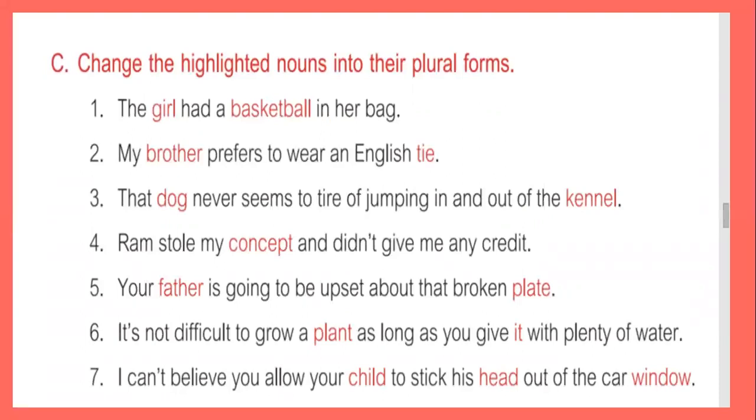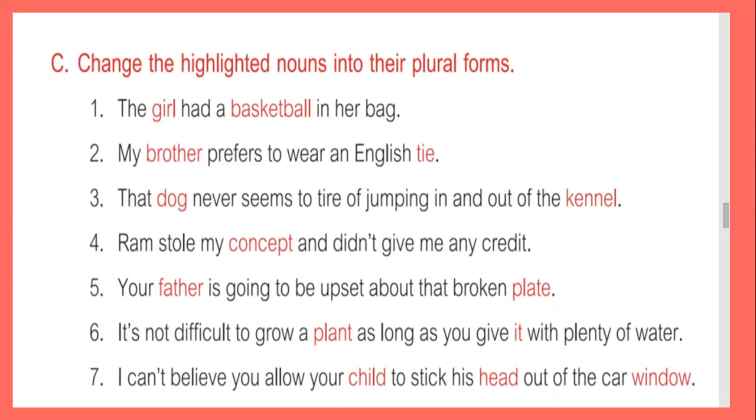Now, third part, that is page number 22, question C. You have to change the highlighted nouns to its plural form and rewrite the sentence. Okay, so over here, I only want you to write the sentence in your workbook itself. Write it next, or you can write it at the end after the letter F over there. Okay.